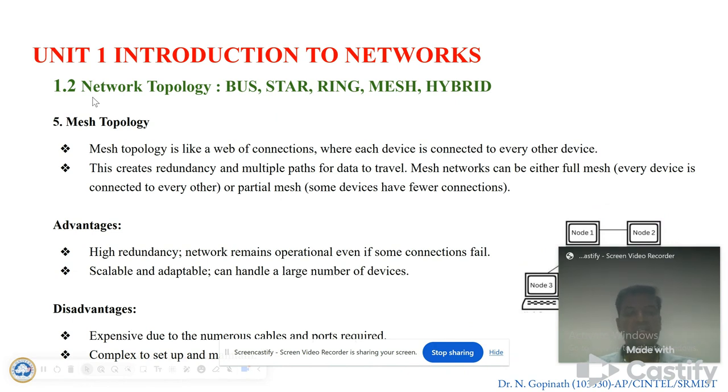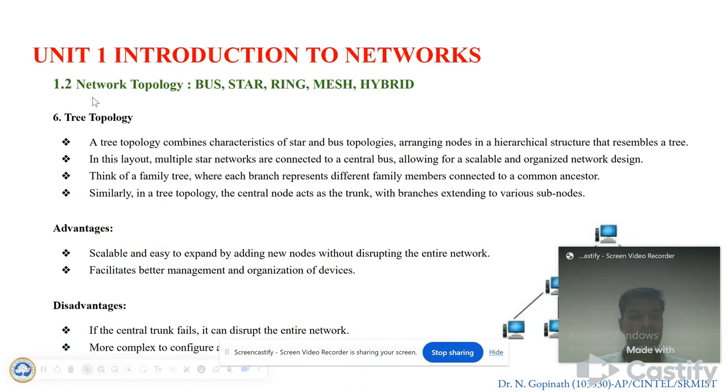Fifth one is the mesh topology. Mesh topology is like a web of connections where each device is connected to every other device. This creates redundancy and multiple paths for data to travel. Mesh networks can be either full mesh or partial mesh.